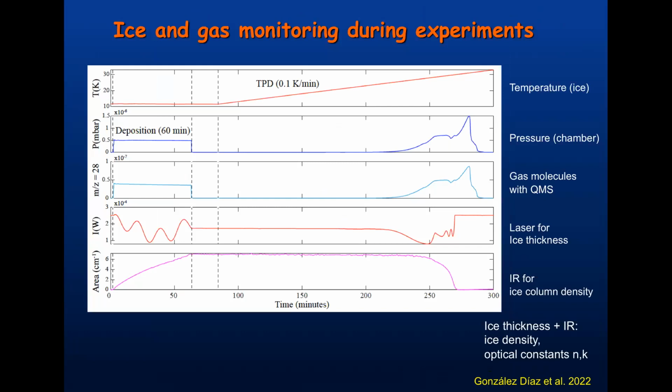For this, we monitor and we record the temperature of the ice, the pressure in the chamber. We also detect the gas molecules with the mass spectrometer. We can also measure the ice thickness, and the infrared allows us to measure the ice itself.